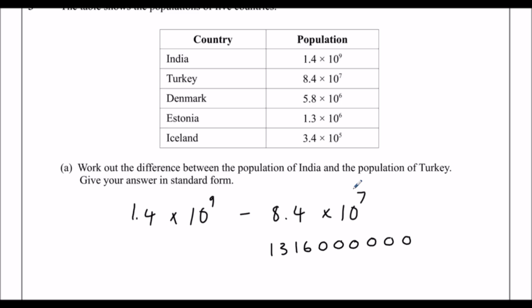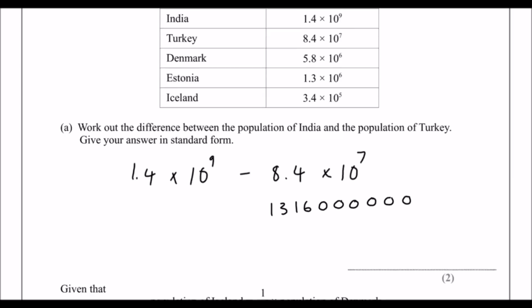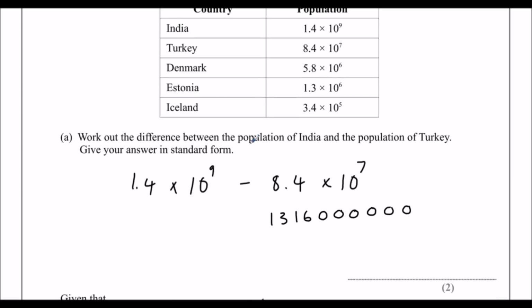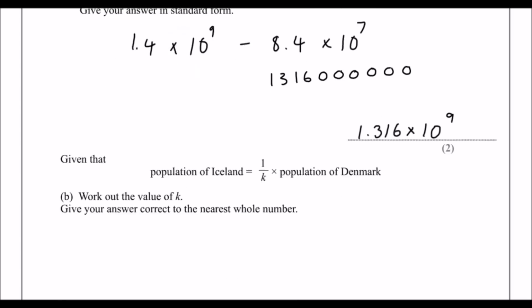We can't give our answer as an ordinary number. So to make it standard form, we write the number between 1 and 10 times 10 to a power. So 1.316 times 10, 1, 2, 3, 4, 5, 6, 7, 8, 9 times. The power of 9 is billions. So that is our answer.